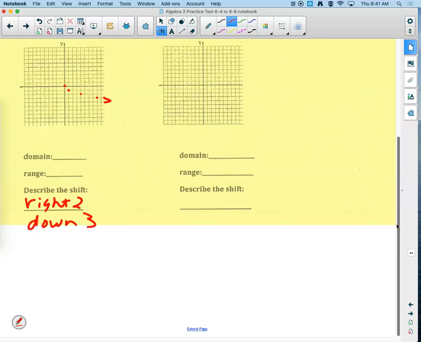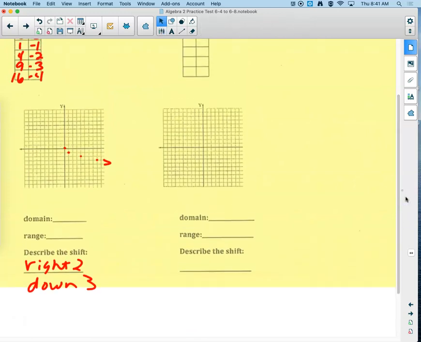And then we just go back up and take our 4 little points that we had there and move each one of them right 2 and down 3. And then I see they want the domain and range, so I think for a second, where is that new starting point if I went right 2 and down 3? What are the coordinates for that starting point? 2, negative 3.